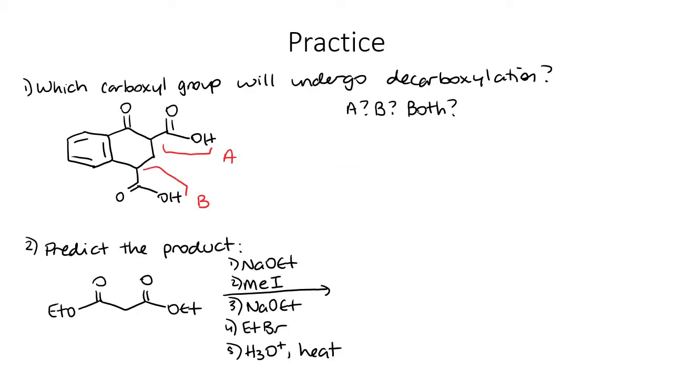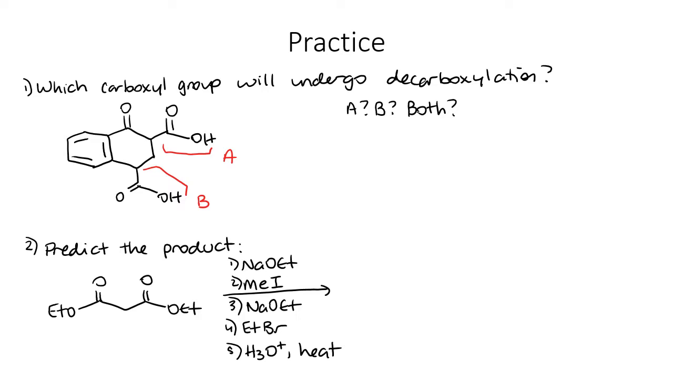Let's go through a couple of practice problems. For the first one, which carboxyl group will undergo decarboxylation? A, B, or both? Now, in order to answer this, we have to consider the mechanism we just saw, which included the 6-membered cyclic transition state. Now, that transition state is key for decarboxylation.